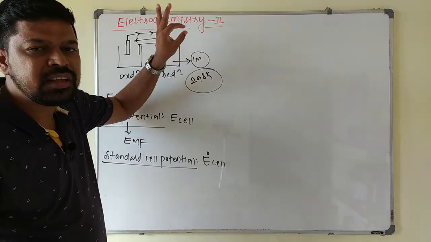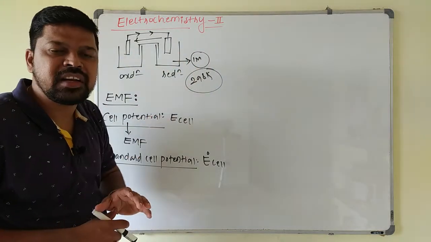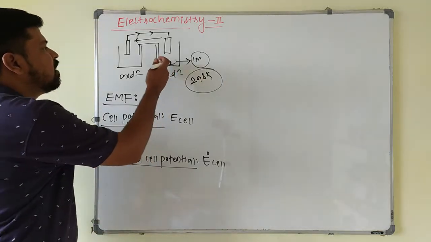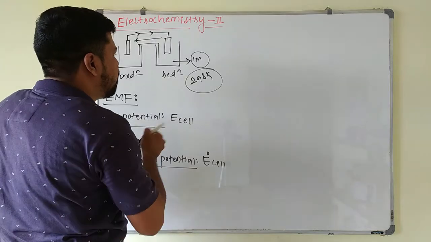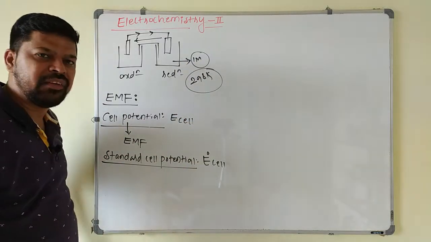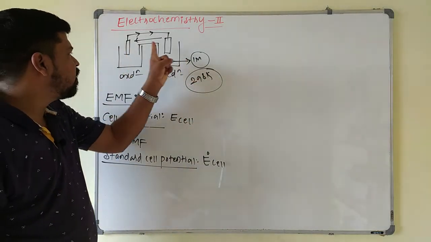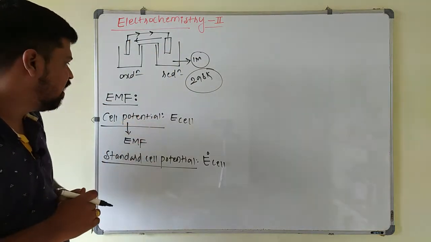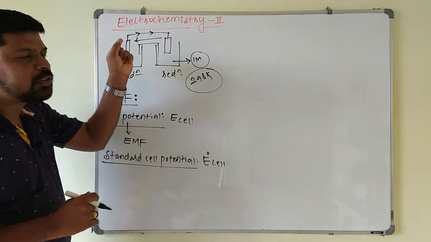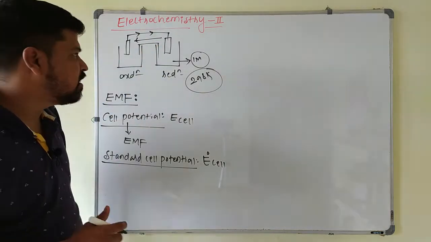It is called standard cell potential whenever all the reacting species present in the electrolytic solution are at unit concentration. Unit concentration means in the electrolytic solution you just have to take 1 molar, and the temperature must be maintained at 298 Kelvin. At this condition, whatever the cell potential is, that is taken as the standard cell potential.